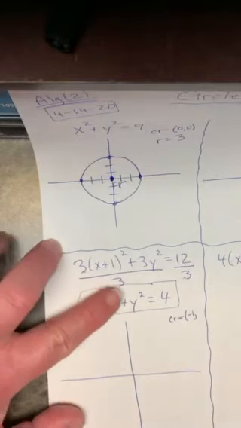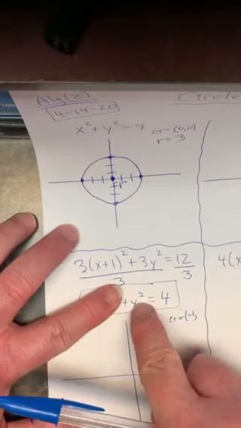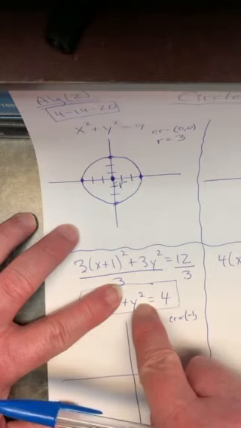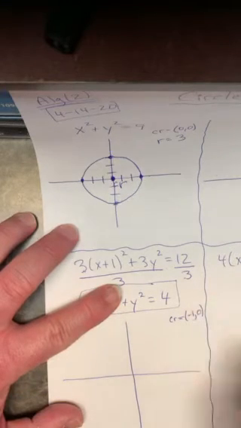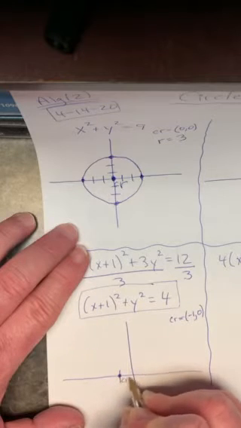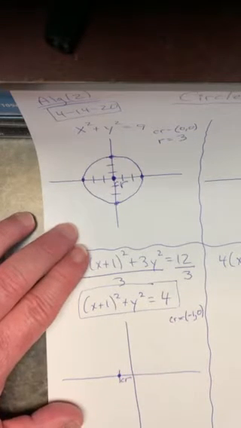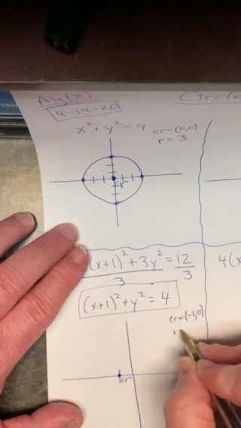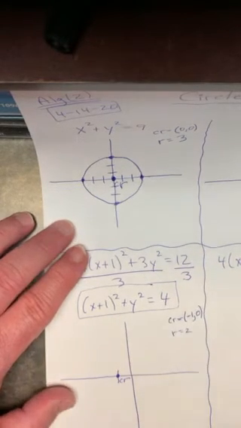And notice it's just plain old y squared. That y doesn't have a number attached to it, does it? So my y coordinate's 0. So the center of my circle is right there at negative 1, 0. What's the square root of 4? Well, of course, my radius is 2.